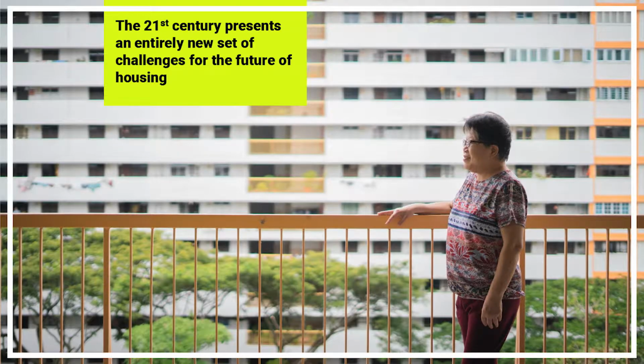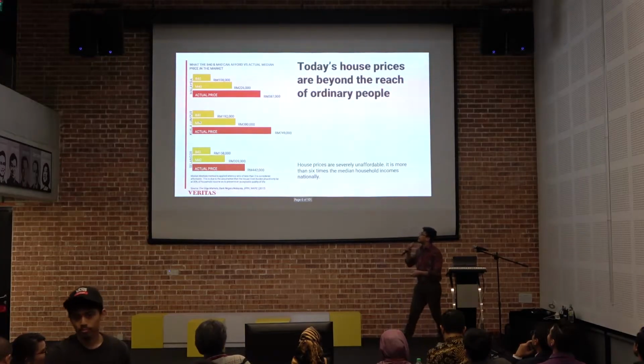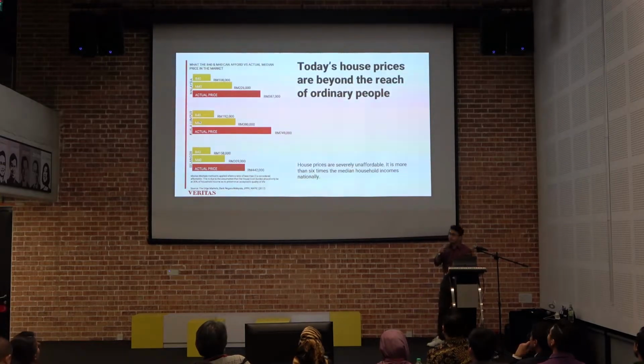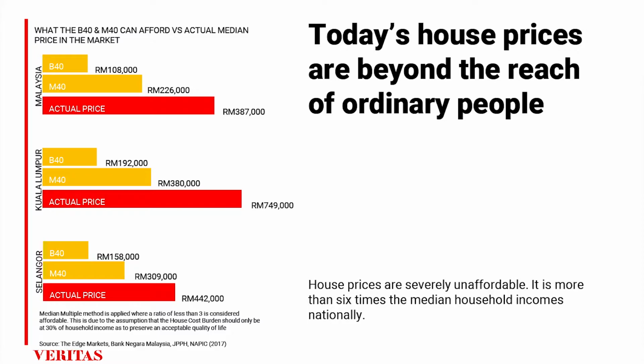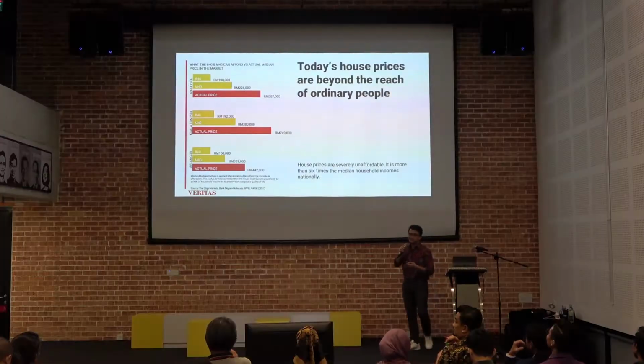But the 21st century presents a different type of problem, so we can't be doing the 1970s model just like that. So this is the current situation with house prices. If you look at the current house prices for B40 and M40, this is what people can actually afford, and this is what the actual price is like. So houses are severely unaffordable, and I think if you're young, you know that. You don't need these graphs to tell you.